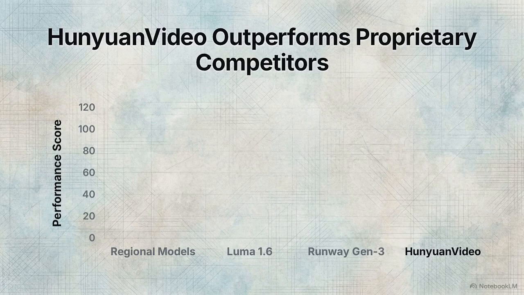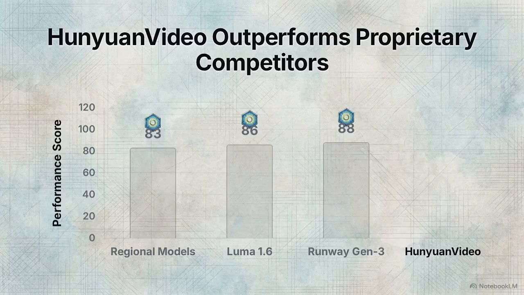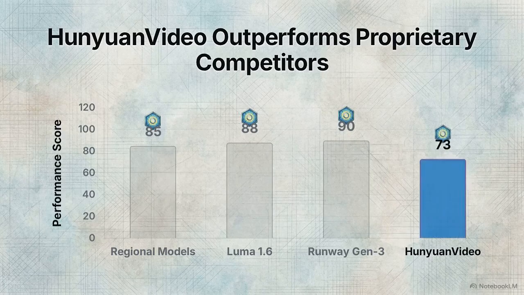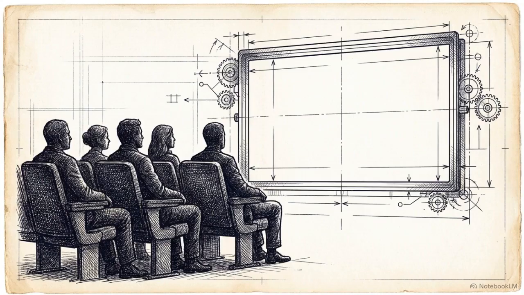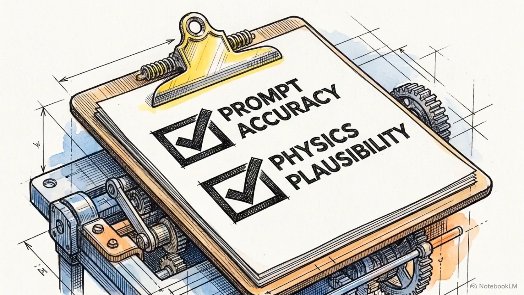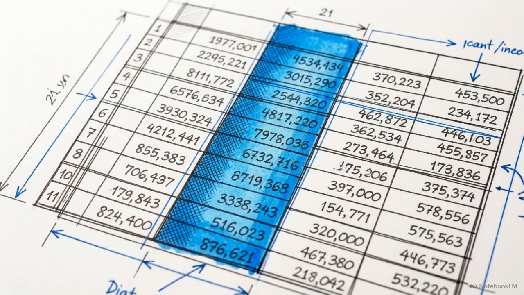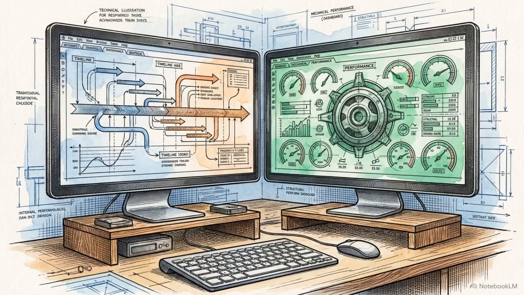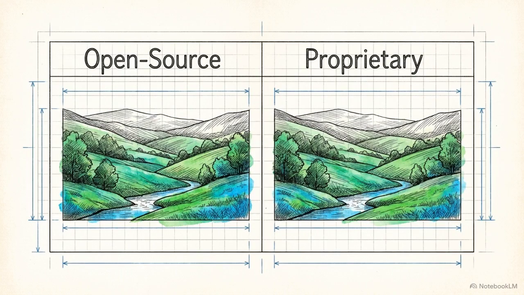When compared directly to Runway Gen-3, Luma 1.6, and leading regional models, HunyuanVideo consistently performs at or above the level of its proprietary competitors. These results were confirmed by professional human evaluators. They focused specifically on how well the video followed complex text prompts and whether motion dynamics remained plausible. The data highlighted specific areas where HunyuanVideo performed well, particularly in maintaining consistency during long camera movements and achieving high compute efficiency during inference. Reaching these levels through a transparent open-source methodology indicates that architectural precision and data quality produce results matching well-funded proprietary labs.